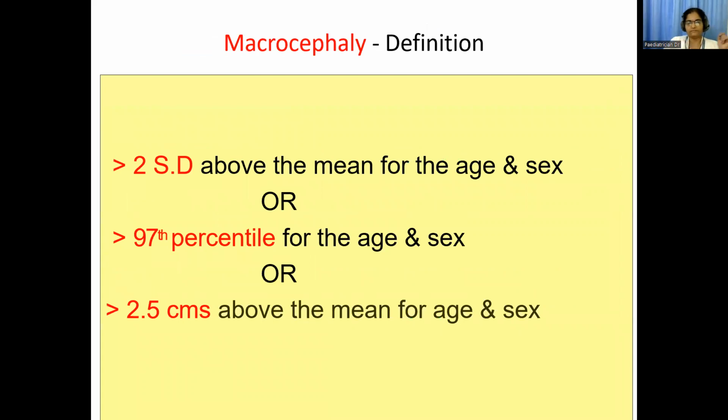Macrocephaly definition. Remember, it is either 2 standard deviations, 97th percentile, or 2.5 centimeters. We have to identify it early so that treatment can be given promptly and further damage can be reduced. That's why for macrocephaly 2 standard deviations has been taken as a cutoff.